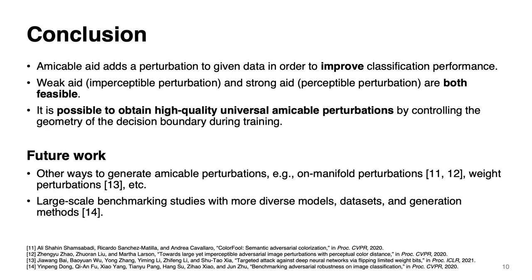To sum up, we have presented the novel idea of amicable aid that adds a perturbation to given data in order to improve classification performance. Our study indicates that both weak aid with imperceptible perturbations and strong aid with perceptible perturbations are feasible. And we have shown that it is possible to obtain high-quality universal amicable perturbations by controlling the geometry of the decision boundary during training. Our study presents the first study on the amicable aid and opens new research directions for which much work needs to be performed in the future.